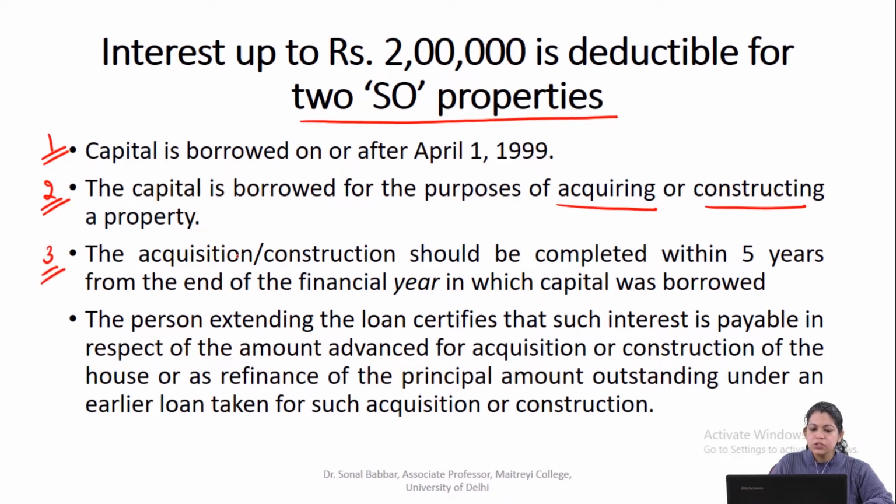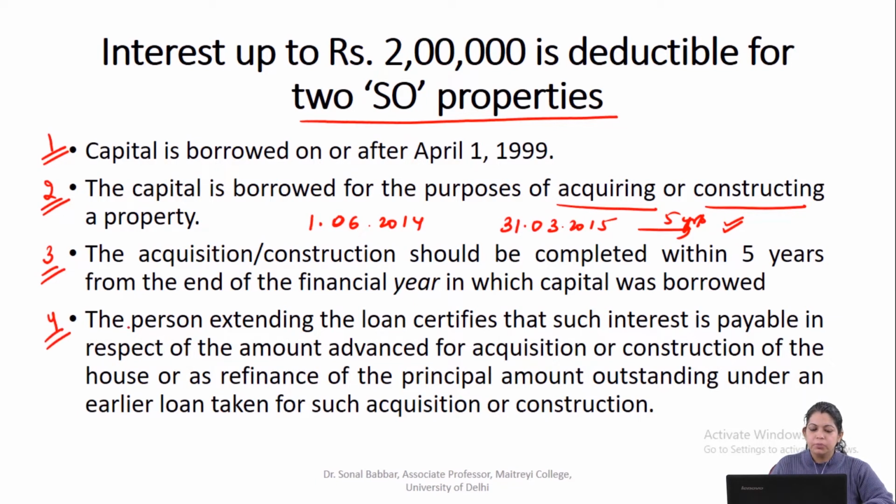Third, the acquisition or construction should be completed within 5 years from the end of the financial year in which the capital was borrowed. So if the capital was borrowed on 1st June 2014, then the end of the financial year is 31st March 2015, and the construction should be completed within 5 years from such date, 31st March 2015.